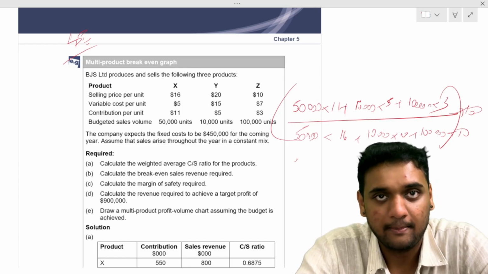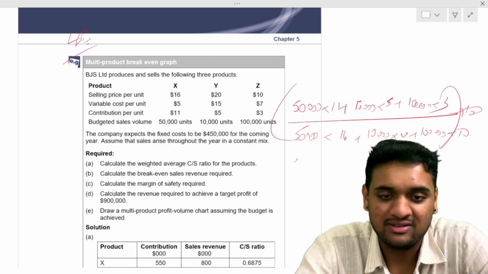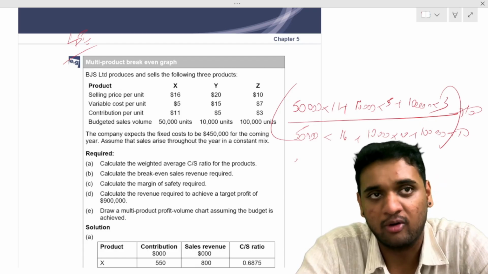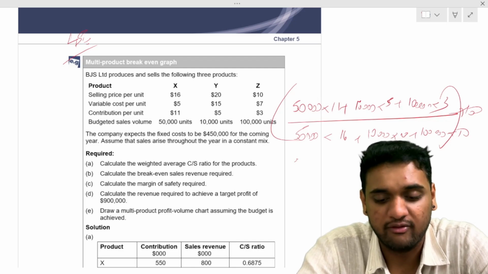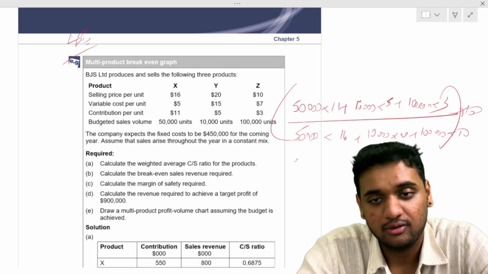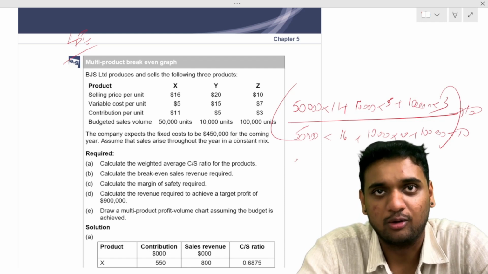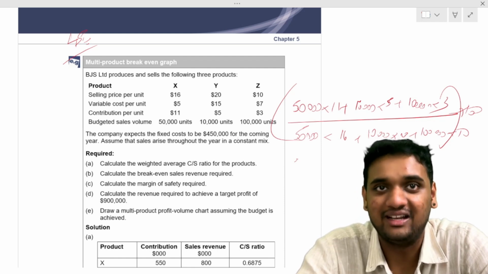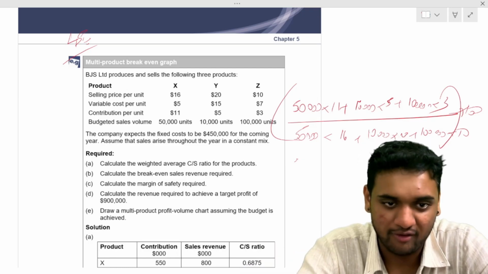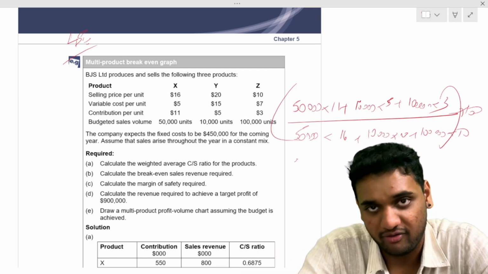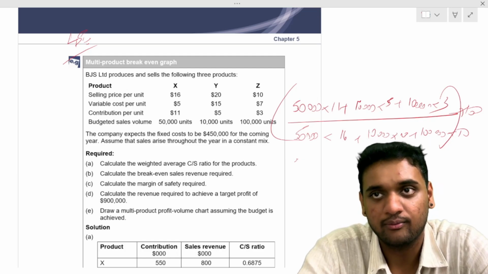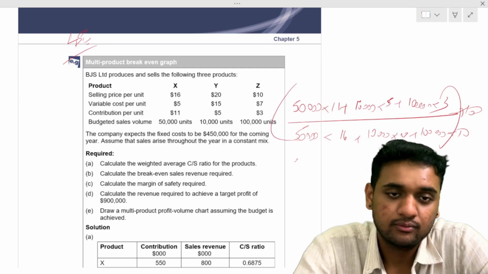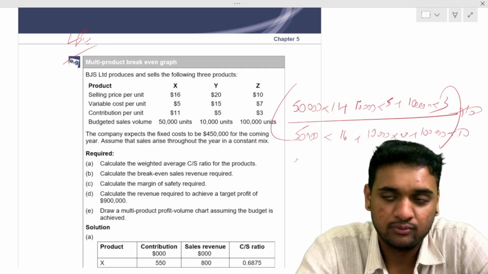Second, what are they asking? Break-even sales revenue, that is an amount. What is the formula for break-even sales revenue when we have multiple products? Total fixed cost divided by weighted average CS ratio. Do we have fixed cost in the question? Did we find the weighted average CS ratio? Find out what the break-even sales revenue is.